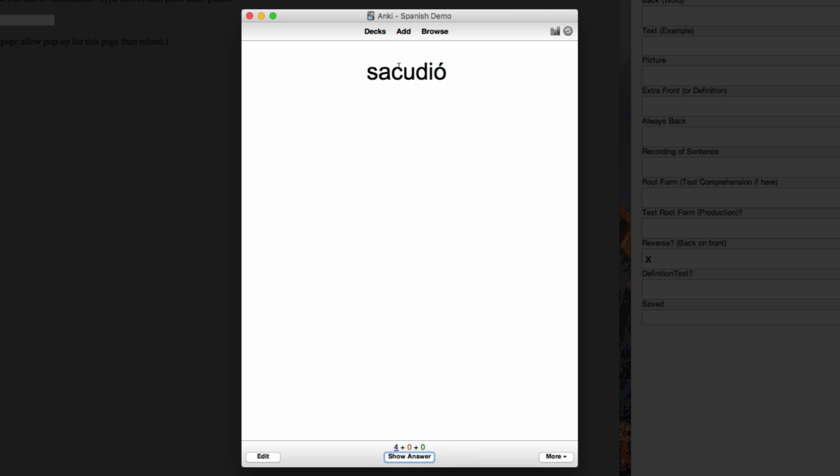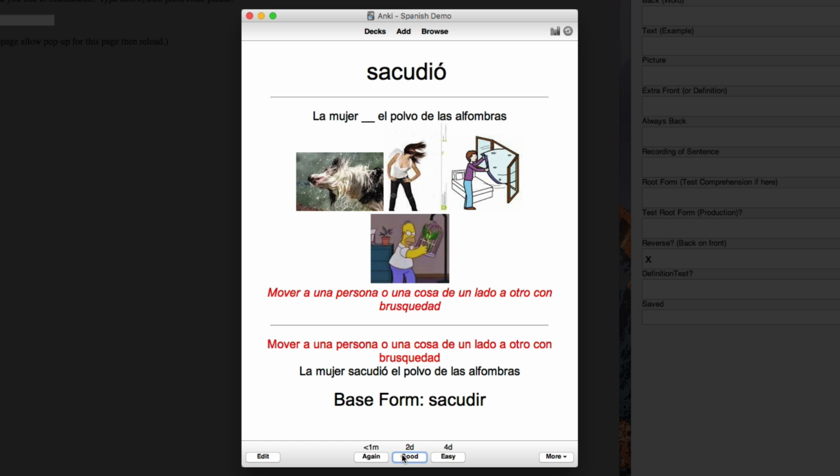Same thing here, sacudió. This is our new word that we've just learned, shook, in the past tense, she shook. And so if I show the answer here, again, we have our sentence with a fill in the blank. We have this example, this definition. This is normal stuff. And so now let's get into the new stuff.